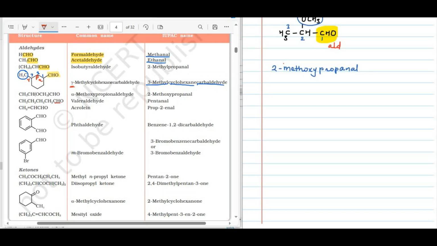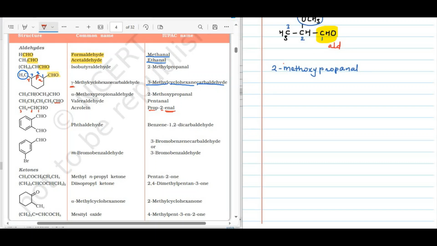Next, CH2 double bond CH-CHO. So in this molecule, when you start numbering from the aldehyde, 1, 2 and this is 3. So the double bond is present at the second position. So the name of this molecule will be prop-2-enal.